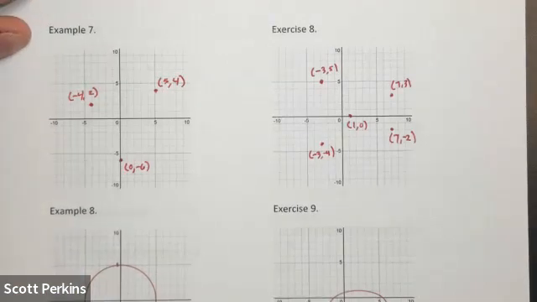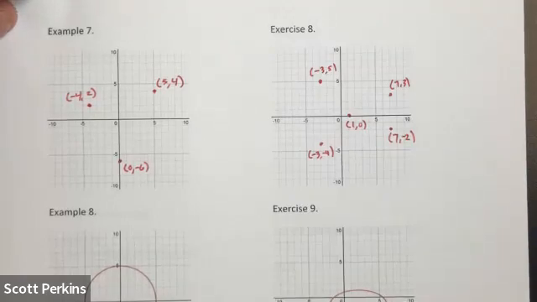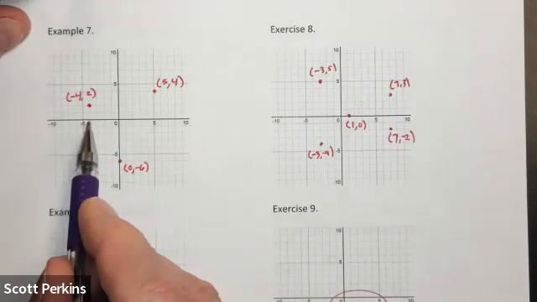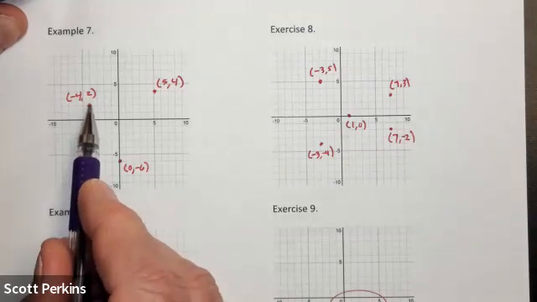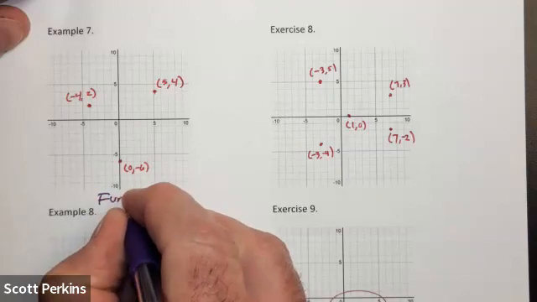Okay, so here goes. We're going to answer the same questions here for example 7, exercise 8. I'll go first. Example 7, looking at those points, does that relation represent a function or not a function? It's a function. Again, each x has one y, and I can just go across the x-axis and say, okay, there's only one y value there, and there's only one y value down there. So for sure, that is indeed a function.